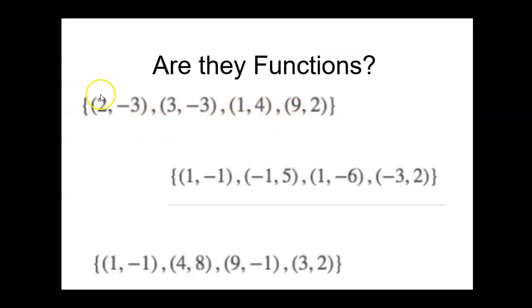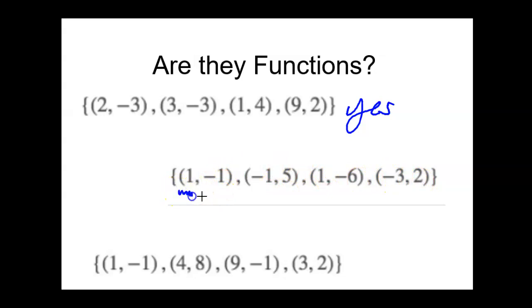So on this first one, I have x equals 2, x equals 3, x equals 1, and x equals 9. So each x value is different. And because of that, I know this is going to be a function because each x value is unique. So the same input is not going to two different outputs. Okay, so this one right here is a function.